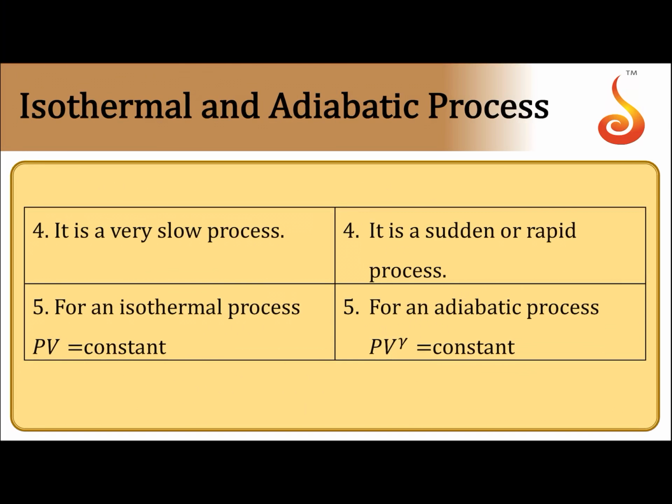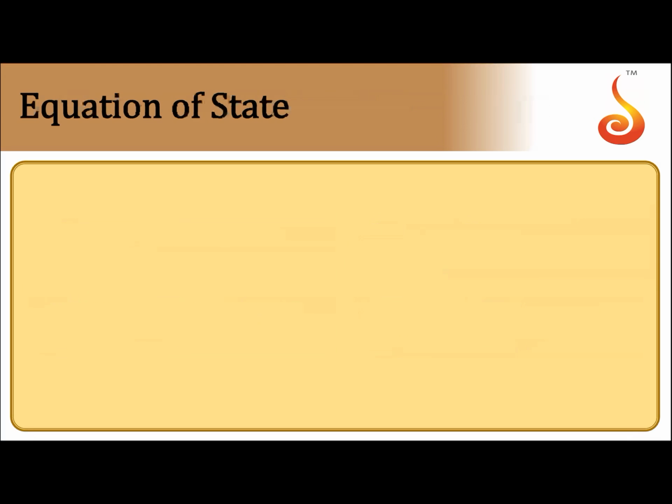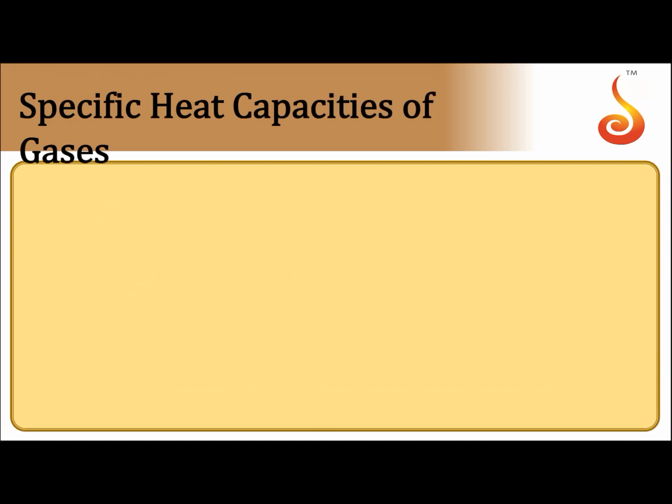Isothermal process is generally a very slow process, need not be, but generally a very slow process. But adiabatic process is generally a sudden or rapid process. For an isothermal process, PV is equal to constant. This is the state equation. For adiabatic process, PV to the power gamma is equal to constant. This is the state equation. Now coming to equation of state, for ideal gas, PV is equal to nRT. This is the equation of state.